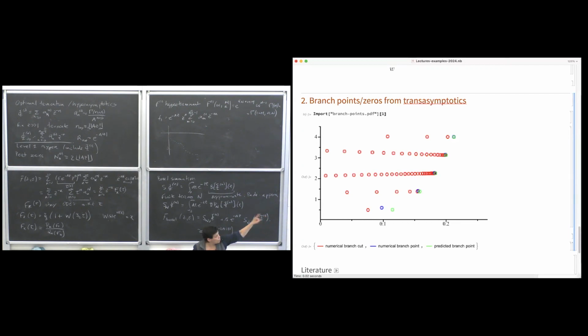The blue are the numerical prediction of where the branch points start. And in green is the analytical prediction of the branch points. What I mean by analytical prediction is that I'm predicting where the branch points are based on these resummations. They're in positions where the exponentials kind of balance each other such that the solution is actually 0 at those points.